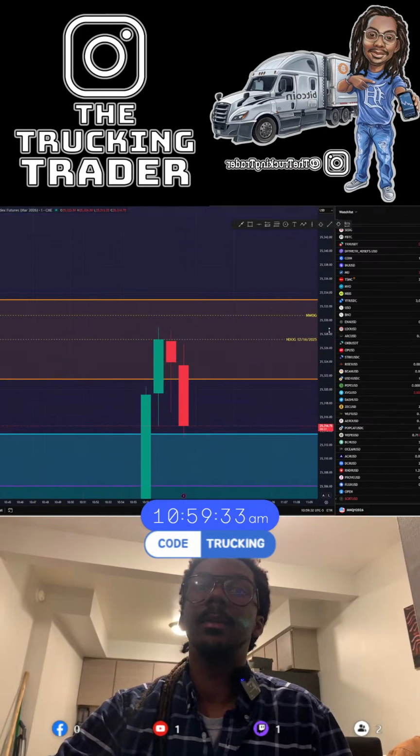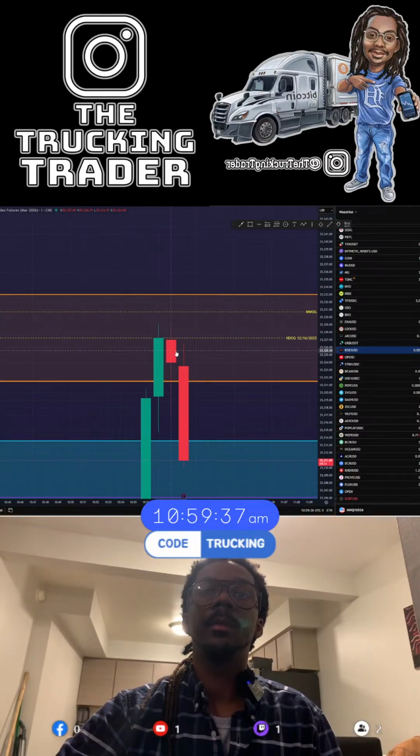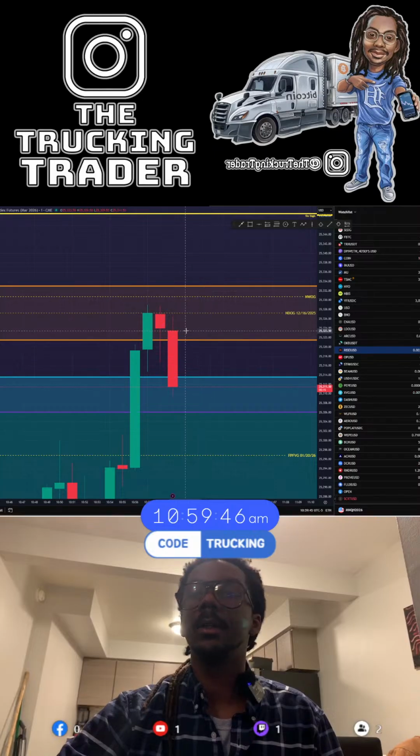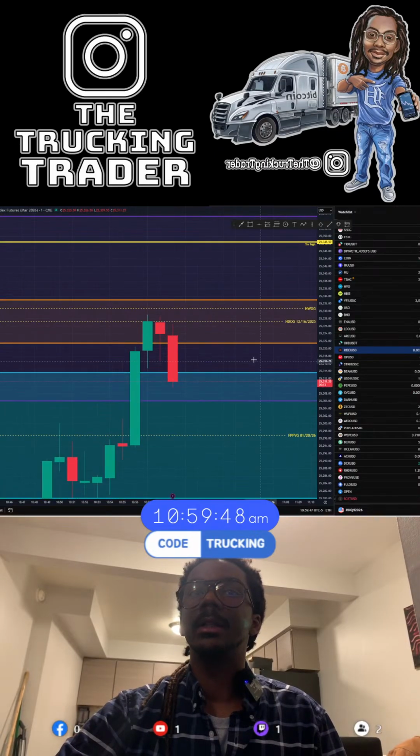So I'm watching the midpoint. Notice how the bodies of these candles on a 1 minute time frame are not closing above the midpoint of this new day opening gap. Then we also have a new week opening gap. So we're going to see what that does to price.